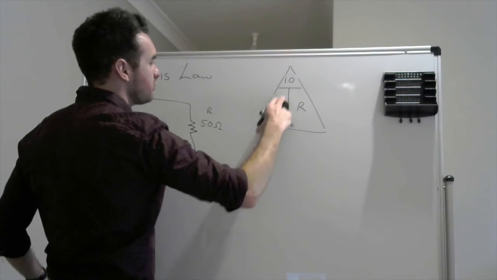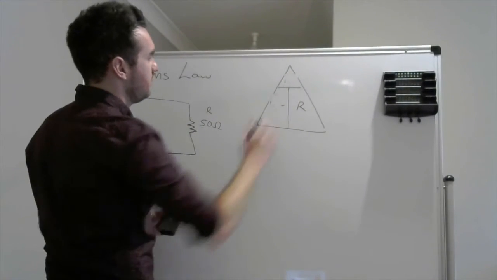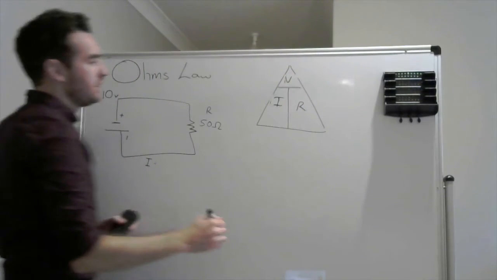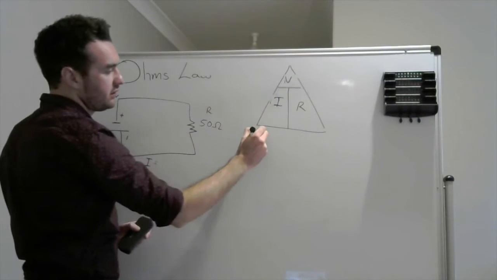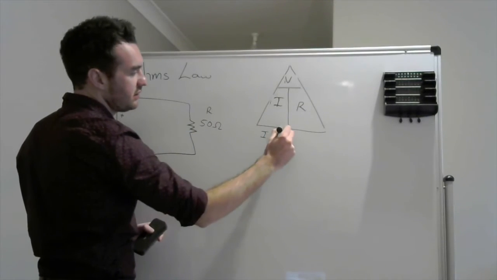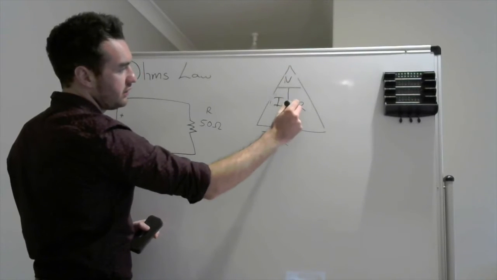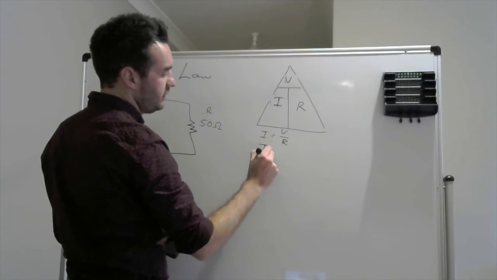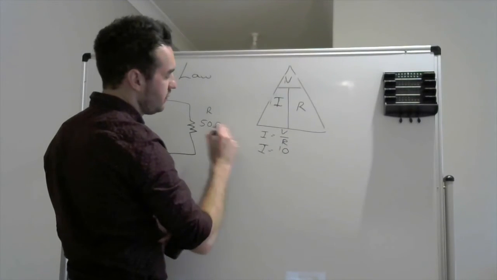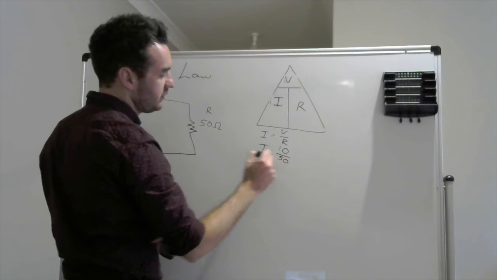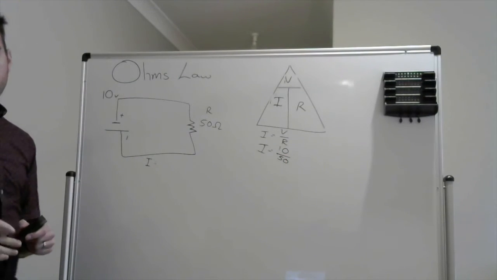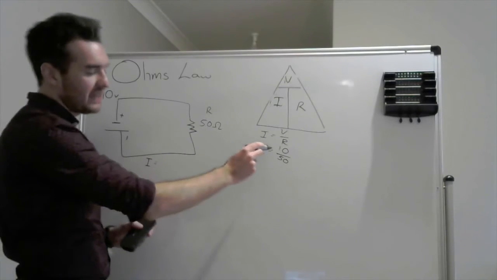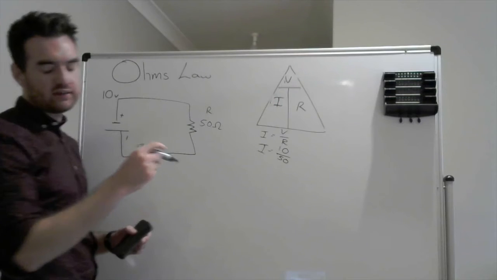Well, if we do our little Ohms triangle, V, I, sorry it's looking a bit messy. So how do we calculate I? Well, I is going to equal V over R. Okay, we just substitute these numbers in. I is going to equal 10 over 50. I'll give you a second if you want to calculate that. What is 10 divided by 50?